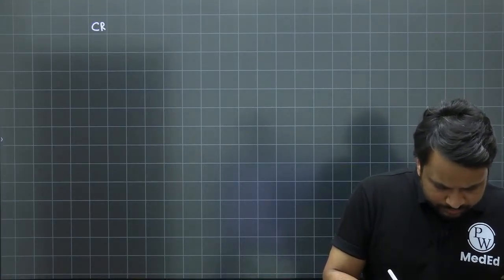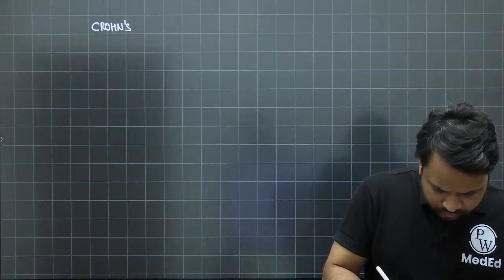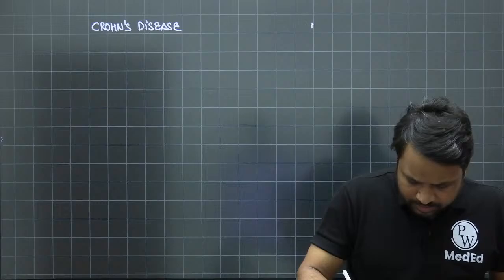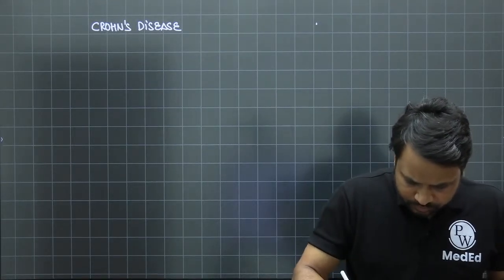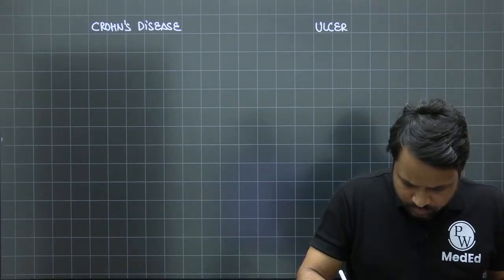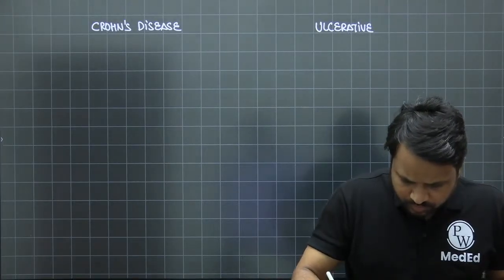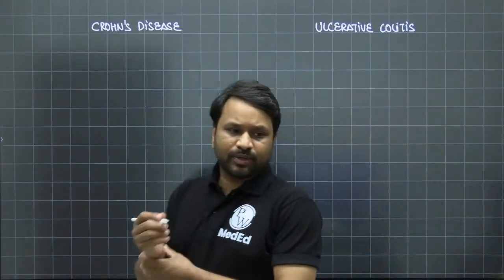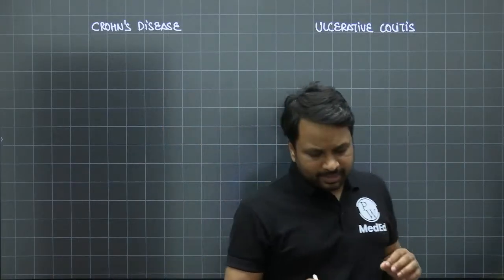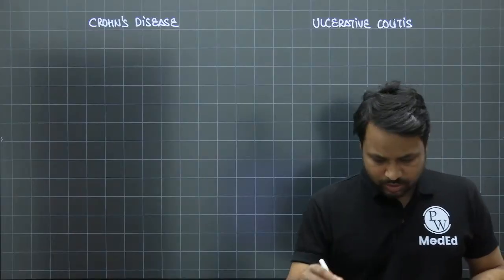When I say that we're going to talk about two important conditions, number one is Crohn's disease, another one is ulcerative colitis. What is the basic difference when you look at these two conditions?